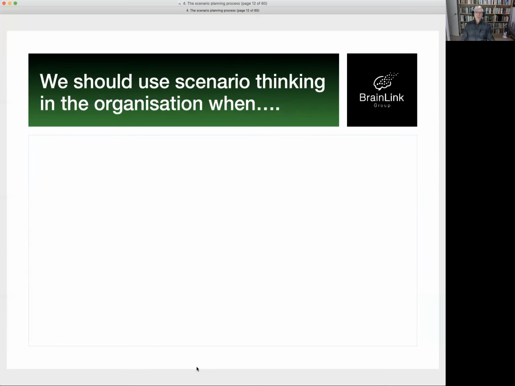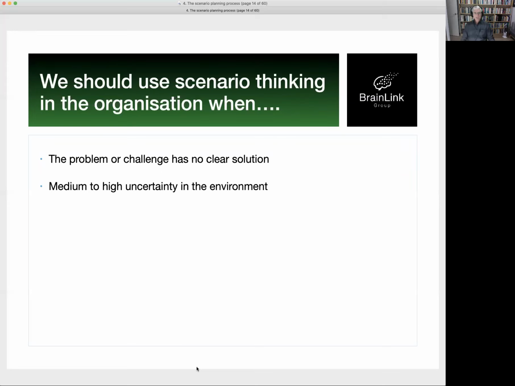And there are certain situations in which we should be using scenario planning. Firstly, when there is no clear solution to the problem or challenge. A straightforward sort of question of how can we best move our office from this city to that city in a 6-month time period is not really an example to use scenario planning for. This is really where there are complex situations with multiple opinions on how to get there and where the future is going to lie. As I said, it's about environments in which there's medium to high uncertainty in the environment and multiple futures.